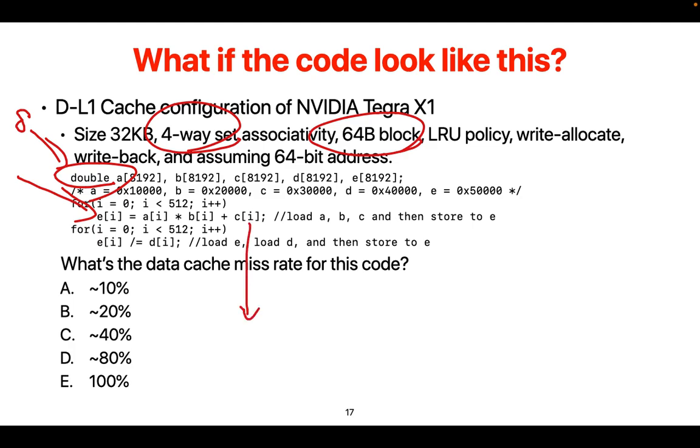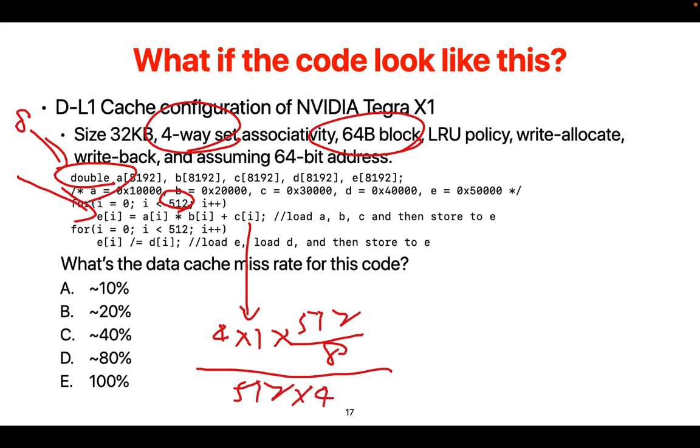Okay, so here we have 4 times 8. So we will have 4 times 1 miss for every 8 elements, right? So what does that mean? We have a total of 512 elements to traverse, so this is the amount of misses that we are going to have. Over how many cache accesses are we going to perform? It's going to be 512 times 4. Agree? Okay, now, is that everything?